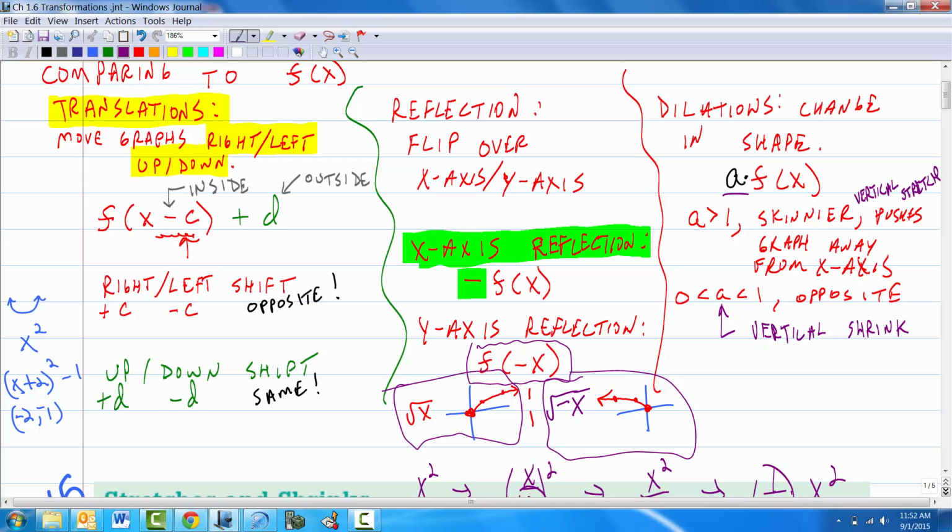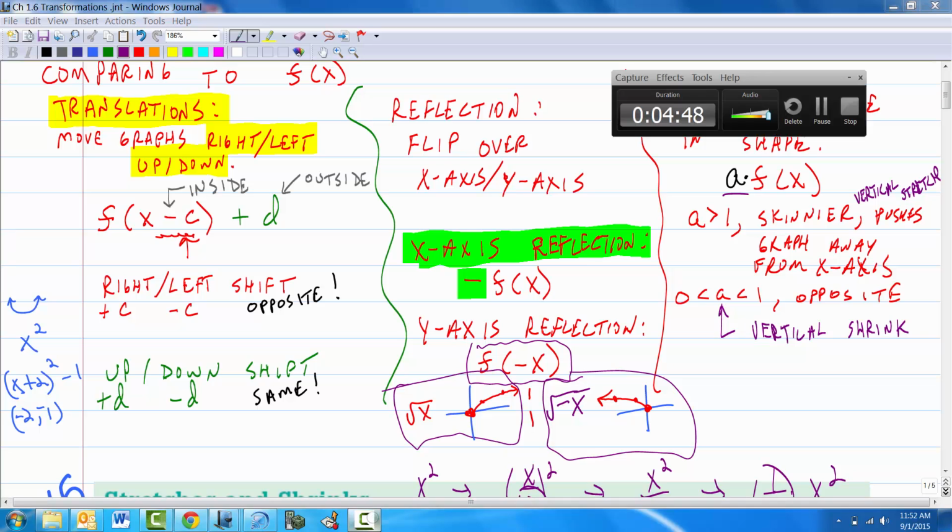So when A is a number bigger than 1, that is a vertical stretch. We can no longer use skinny and wide because not all graphs look skinnier or wider when they're stretched or shrunk. That's specific. So what does it mean to vertically stretch? Stretch away from the x-axis. And what if the number is between 0 and 1? That's a vertical shrink. That's like 1/2, 1/3, and so on and so forth.